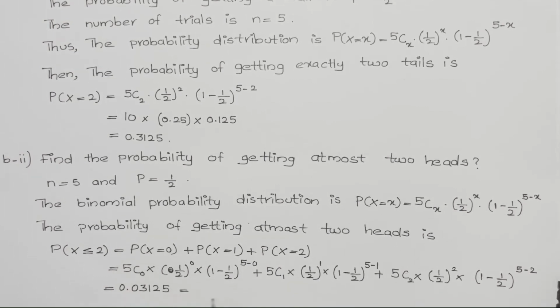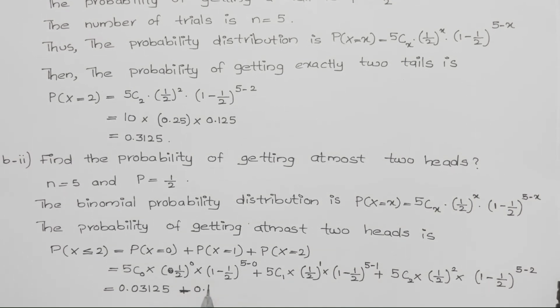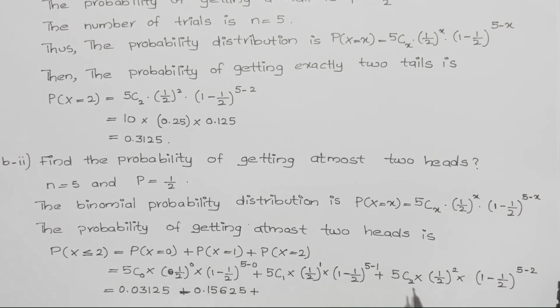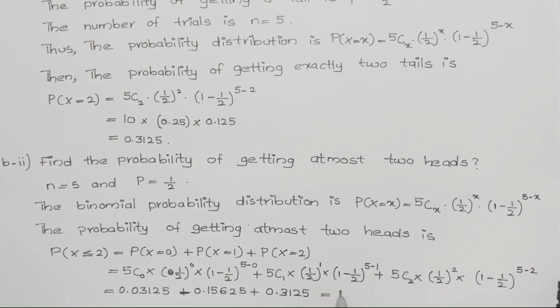0.03125 equal to 5C1 into (1 by 2) whole raised to 1 into (1 minus 1 by 2) whole raised to 5 minus 1 is 0.15625 plus 5C2 into (1 by 2) whole square into (1 minus 1 by 2) whole raised to 5 minus 2 is 0.3125 equal to 0.5.